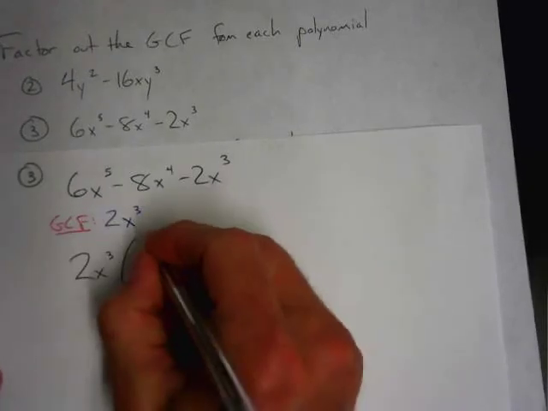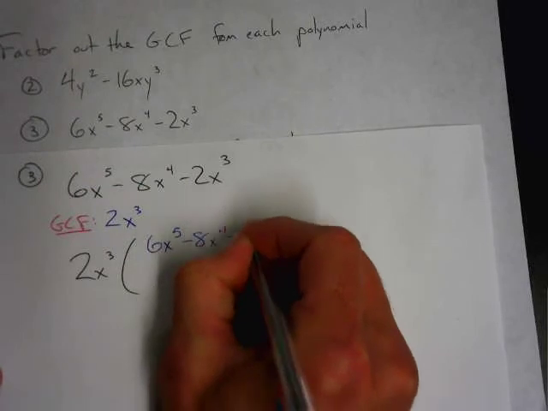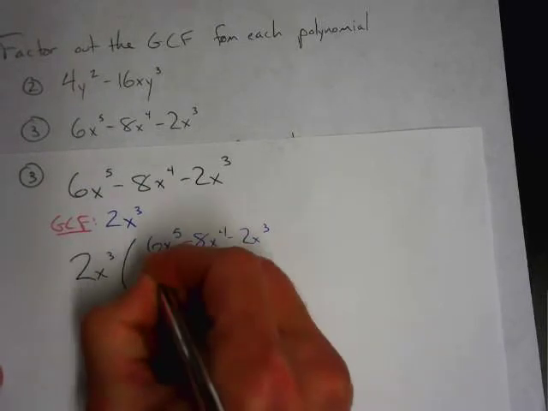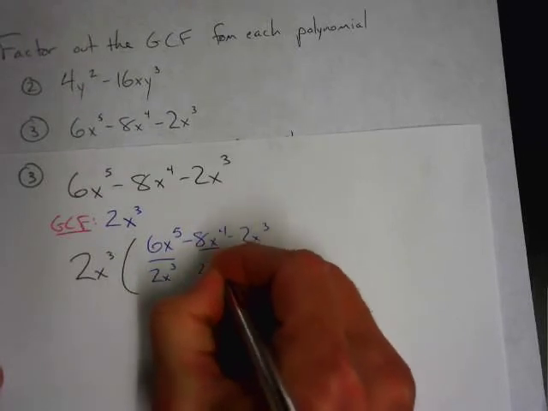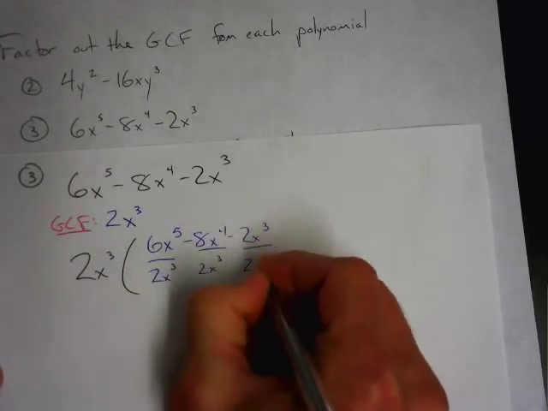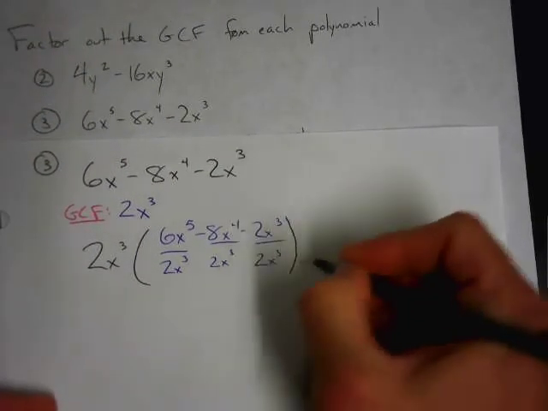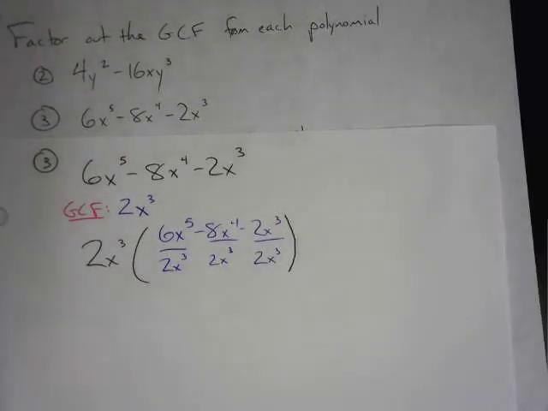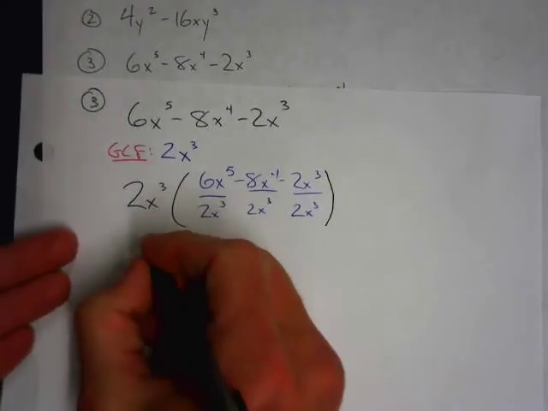And so the initial expression, 6x to the 5th minus 8x to the 4th minus 2x cubed, each one of those is going to be divided by the greatest common factor. That's what division looks like, right? So all we have to do now is simplify all that garbage, and you'll start to be able to do this in your head, trust me. We simplify all that garbage in there, and then we'll be all taken care of.